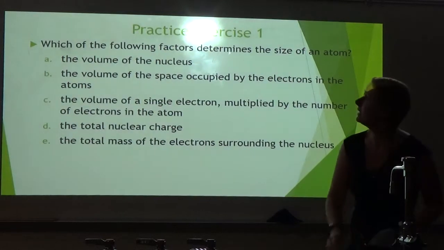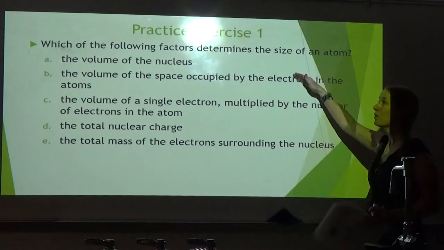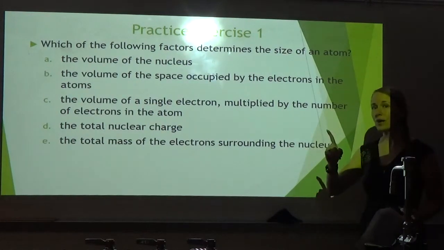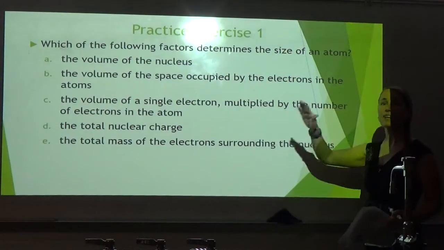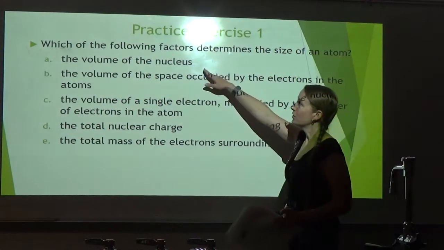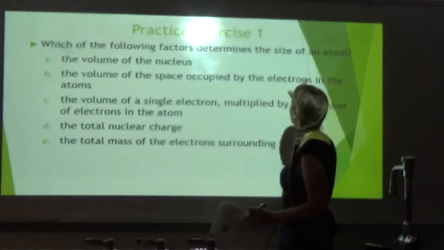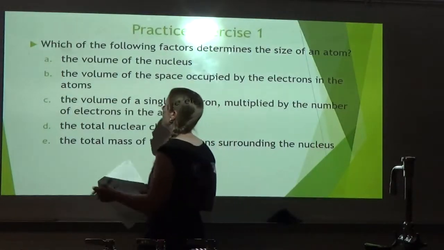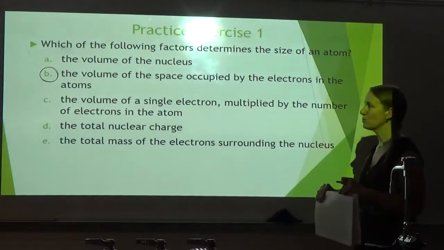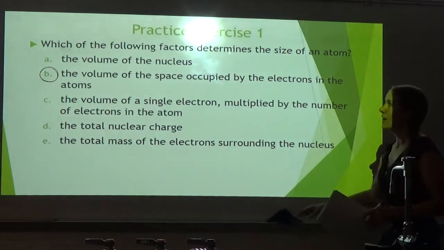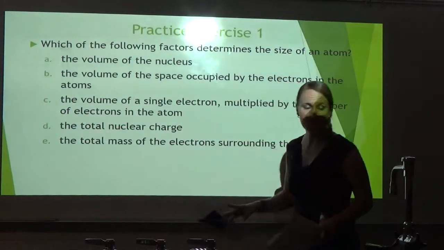Alright, so it says, which of the following factors determines the size of an atom? Well, y'all, before I even look at the answer choices, I know the mass of the atoms is in the nucleus, but the size of the atom is based on the electron cloud. So the volume of the nucleus, no, the nucleus is going to be super tiny. The volume of space occupied by electrons in the atoms, there we go, because that's the volume of the electron cloud, which is what I'm looking for. Alright, so that one should have been super easy. Hopefully no explanation needed.